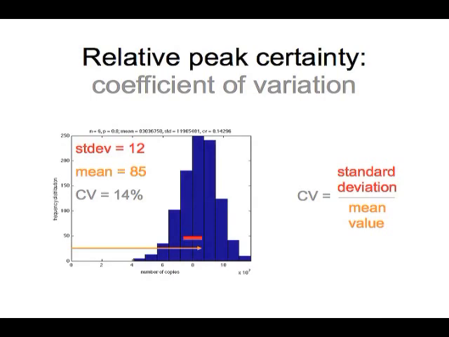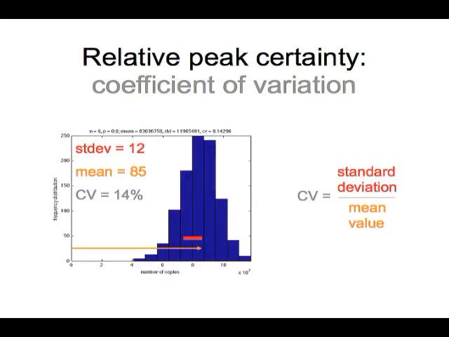It's useful to describe the relative peak certainty as the coefficient of variation. The coefficient of variation is the width of the bell curve divided by the center of the bell curve. So it's the width over the center. For example, the standard measurement will be a standard deviation over the mean value. Here we see a standard deviation of 12 million units with a mean of 85 million units, and the coefficient of variation of 12 over 85 is 14%.